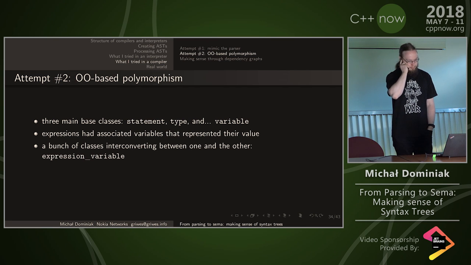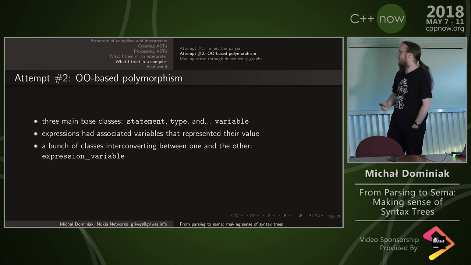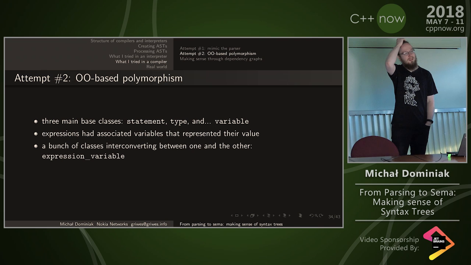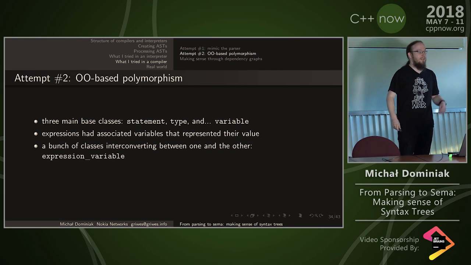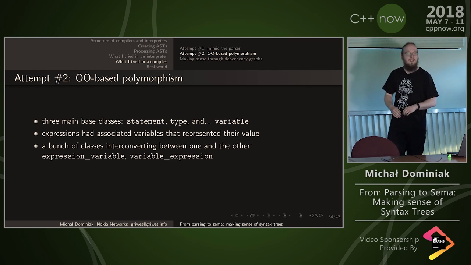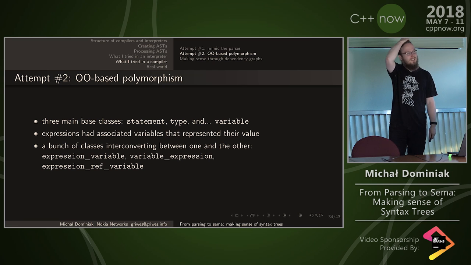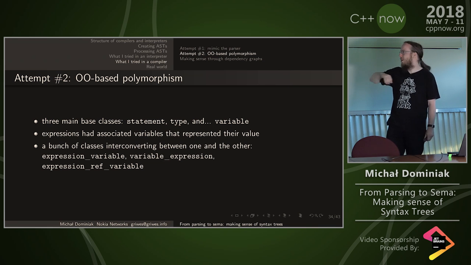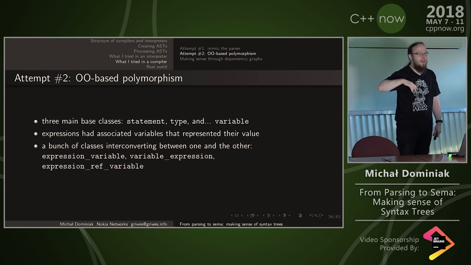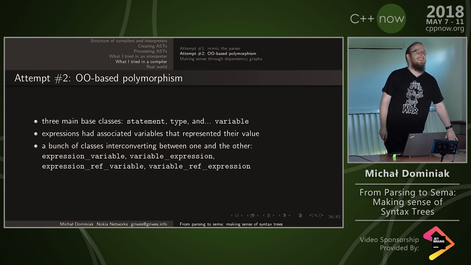But then I started having weird things. Like an expression variable. It's a variable that wraps an expression that it owns. I had places where I was given an expression, but I needed a variable. So, well, the obvious answer is I need an expression variable, right? Something to convert from one to the other. Then for some reason, I started having variable expression and expression ref variable, because I was given an expression ref and I needed a variable. So expression variable owned the expression. Expression ref variable was only a reference to the variable. And then came a day when I needed a variable ref expression, and that was just too much.